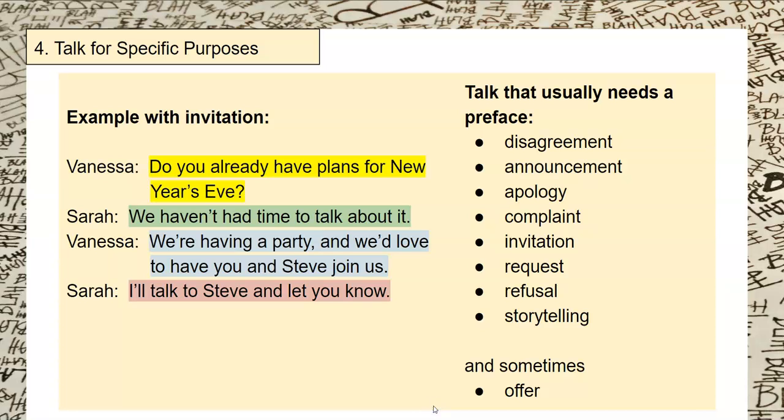In this example, we have 4 parts. The preface, in the form of a question, is highlighted in yellow. The green light response from Sarah is highlighted in green. If Sarah had said, "Yeah, we're going downtown for first night this year," the rest of the conversation would look very different. In this case, the invitation is issued and the conditional response is given.